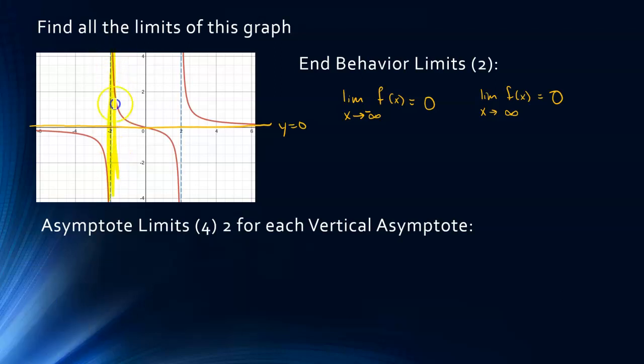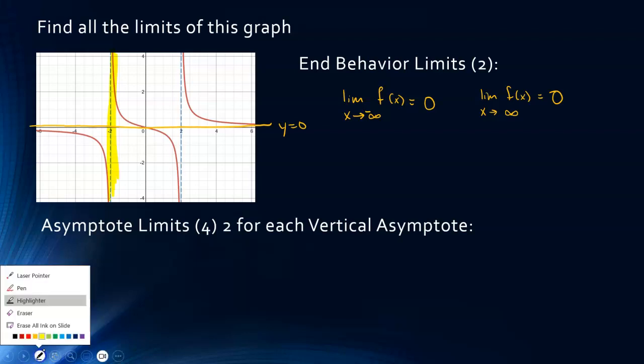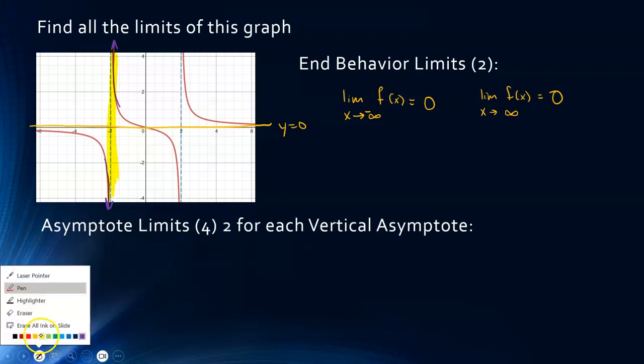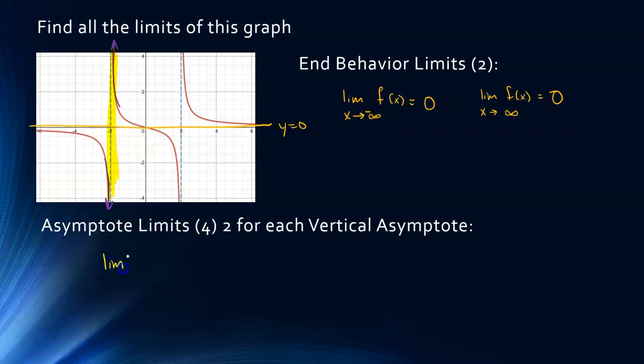Let's look at this first vertical asymptote. At that vertical asymptote, look at the graph. The graph is doing two things. On the one side, the graph is going up as it approaches that asymptote. On the other side, the left side, the graph is going down as it approaches that vertical asymptote. So we're going to have two limits happening at each vertical asymptote. And here's how we write it. This is a little bit different.